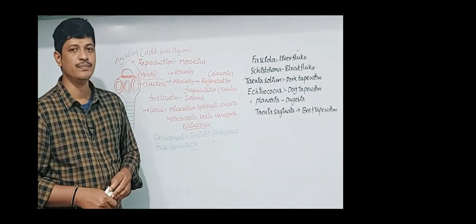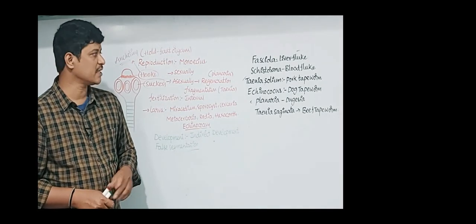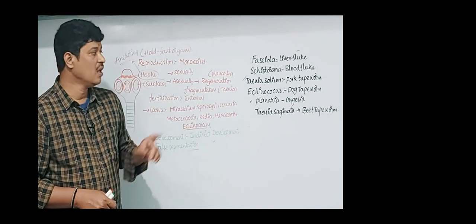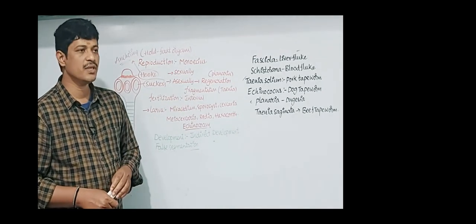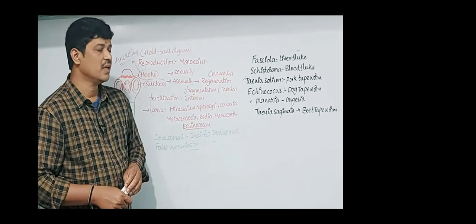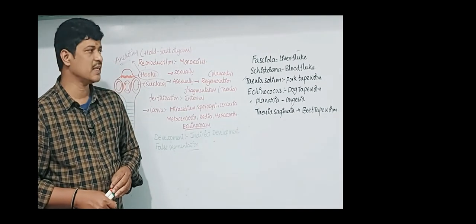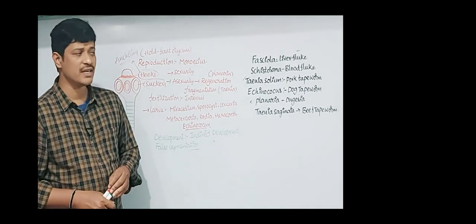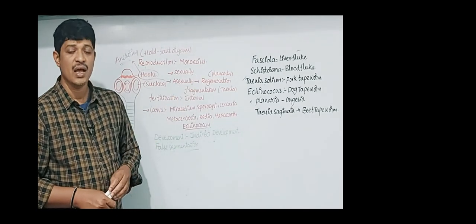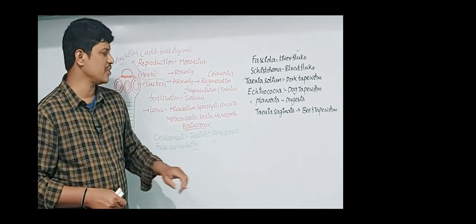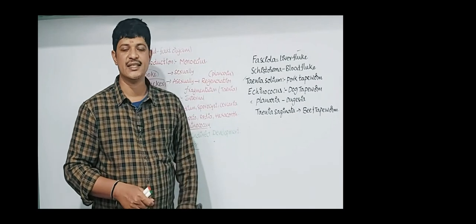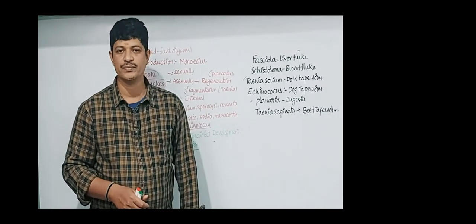I will repeat it again. Fasciola hepatica, liver fluke. Schistosoma haematobium, blood fluke. Taenia solium, pork tapeworm. Echinococcus granulosus, dog tapeworm. Planaria, Dugesia. Taenia saginata, beef tapeworm. Okay?